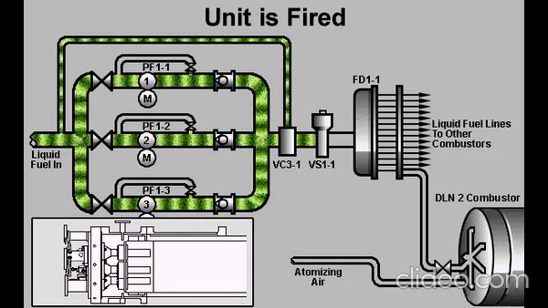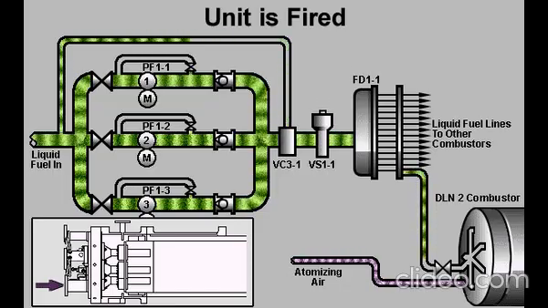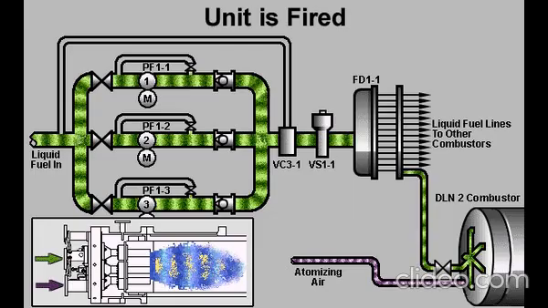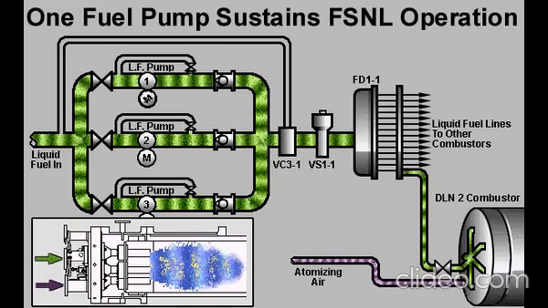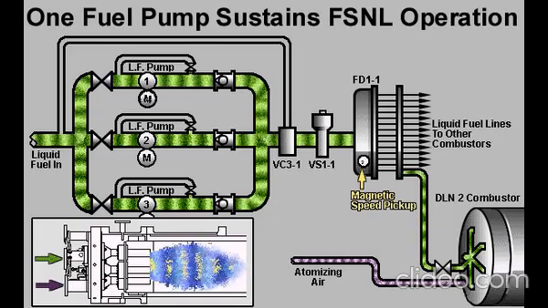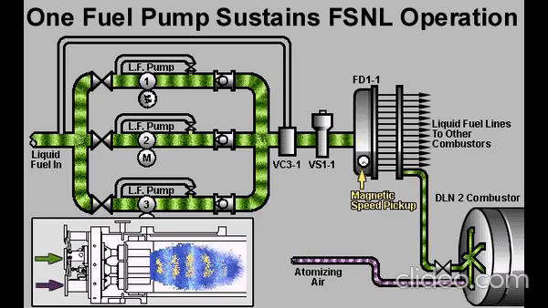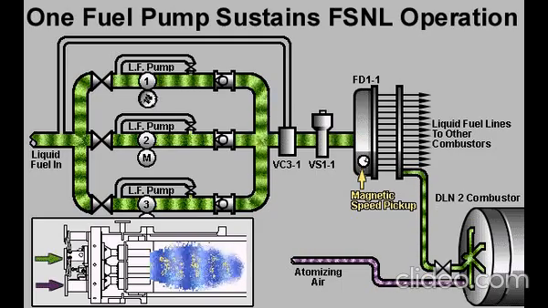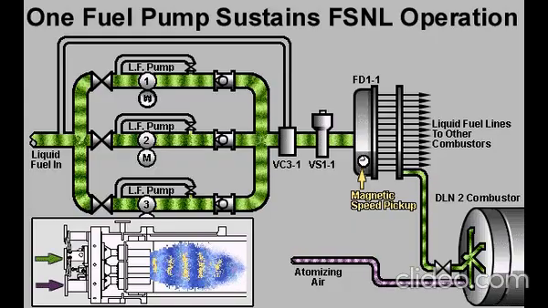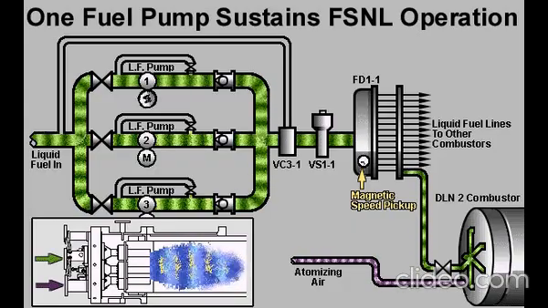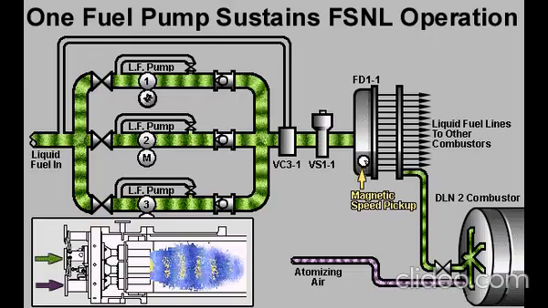When the control system gives the signal to fire the unit, atomizing air is delivered to the combustors and one of the liquid fuel pumps is activated. The liquid fuel stop valve opens and the bypass valve begins to close. This forces fuel to the flow divider. The flow divider distributes the liquid fuel to the turbine combustors. Feedback from the magnetic speed pickups is used to modulate the bypass valve based on the fuel demand and the control parameters. One fuel pump will sustain full speed, no load operation.